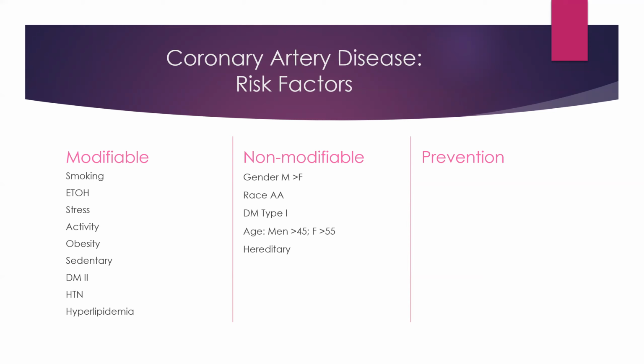Non-modifiable risk factors, there's things we can't change. So men have a higher risk of CAD than women. African American race has a higher risk. Diabetes type 1 carries a higher risk. Men that are greater than 45 and females when they are greater than 55. And there's also a hereditary component that we just can't change. So as nurses, we look at how we can teach strategies and implement interventions that modify the preventable things to reduce the risk of coronary artery disease in our patients.